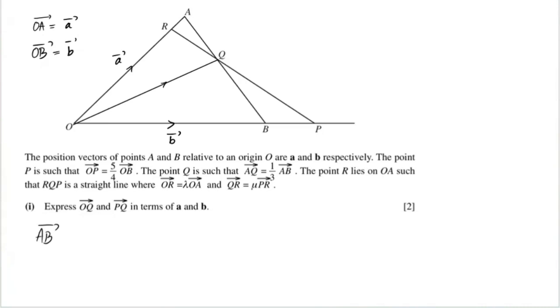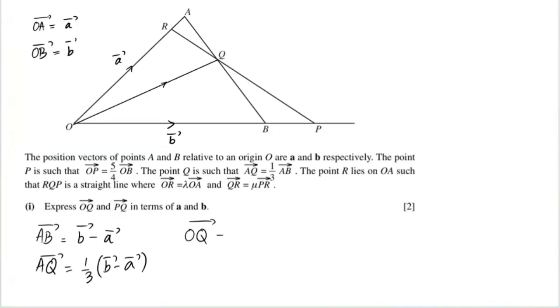You can use either OB minus OA if you know how to deal with position vectors, or right now, if you're just looking at your diagram, in order to reach from A to B, you can go A to O and O to B. So that's negative a plus b, or you can write b minus a using the diagram. This is not the answer. Now, AQ can be written as 1/3 of b minus a, and I'll use my AQ to get the answer for OQ.